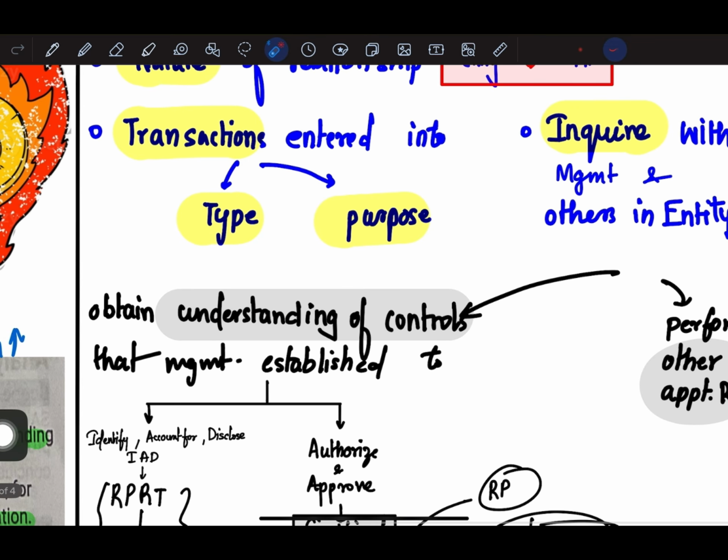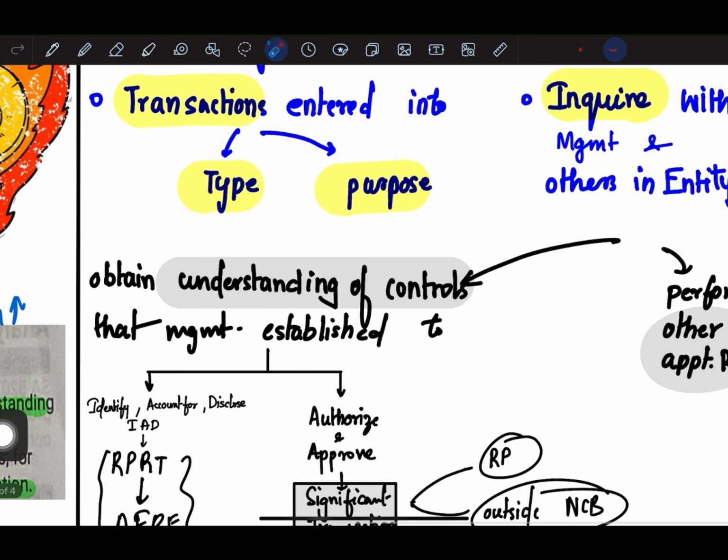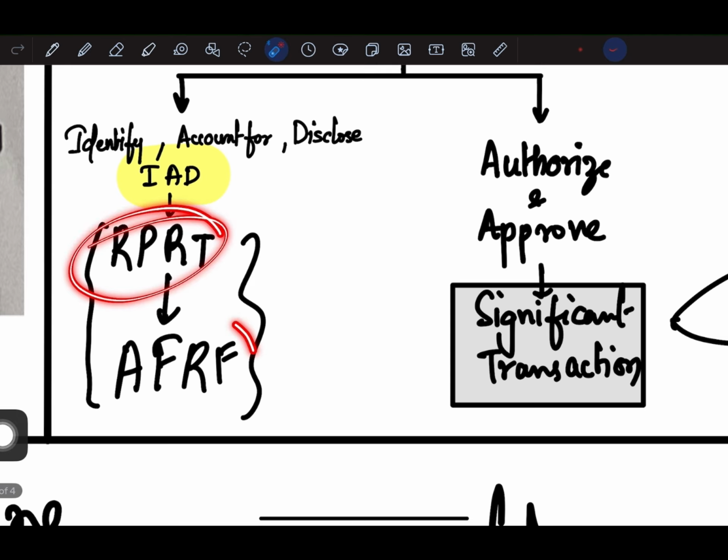The next one is that the auditor will inquire of management and others within the entity. Mainly, first and foremost, he will inquire regarding the controls. He'll obtain an understanding of the controls that the management has established to identify, account for and disclose. IAD, you can remember it by the acronym IAD. So basically, what controls did the management establish to identify, account for and disclose the related party relationships and transactions in accordance with the applicable financial reporting framework? This is the first part.